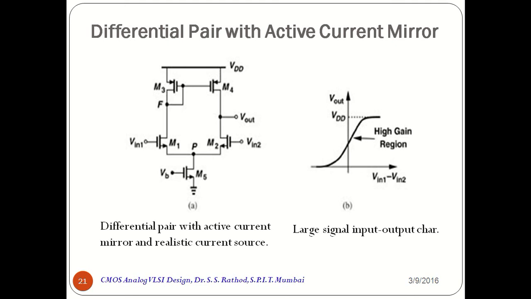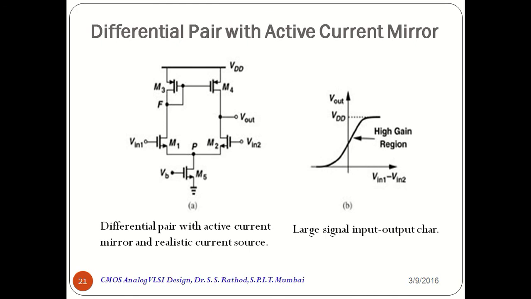Now, as Vin1 approaches Vin2, that means Vin1 is equal to Vin2, so it is at this center point, M1 turns on, drawing part of the ID5 current from M3, and it turns on M4. The output voltage then depends on the difference between ID4 and ID2. So for a small difference between Vin1 and Vin2, both M2 and M4 are saturated, providing a high gain.